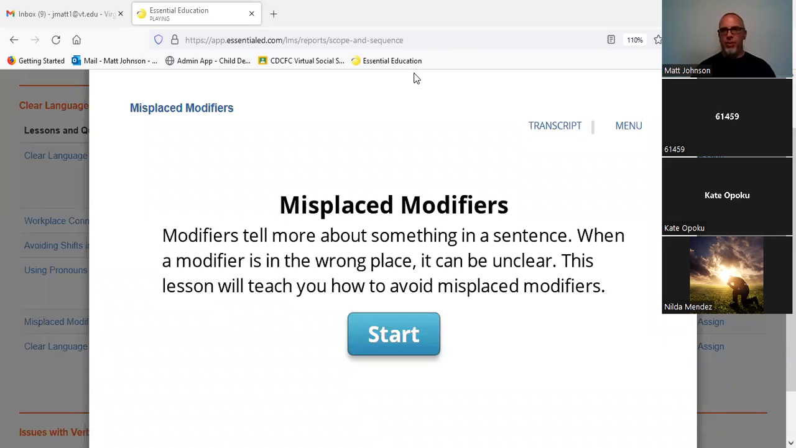Yeah, and so like I mentioned, a modifier is giving you more information. You will have a complete sentence without a modifier, but it's helping the reader, or helping who you're talking to, understand the condition or location or state of something that you are talking about.